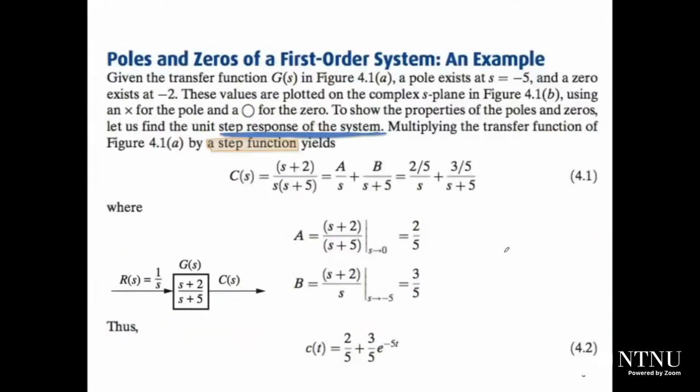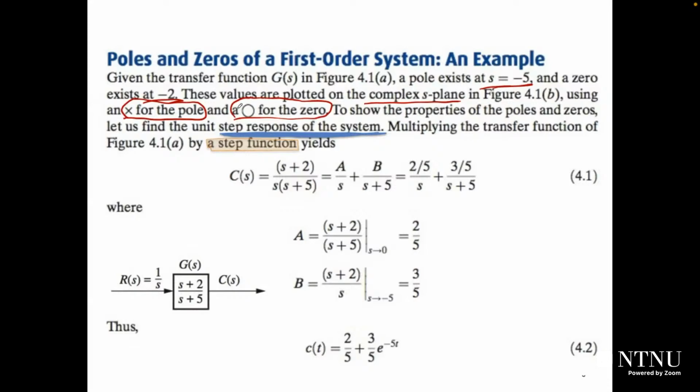So if you want to get the pole and zeros of the first order system, you have a transfer function. We have a pole at S equals -5 and a zero at -2. These values are plotted in the complex S plane. We represent poles by X and a zero by a circle, to show the impact or purpose of poles and zeros.